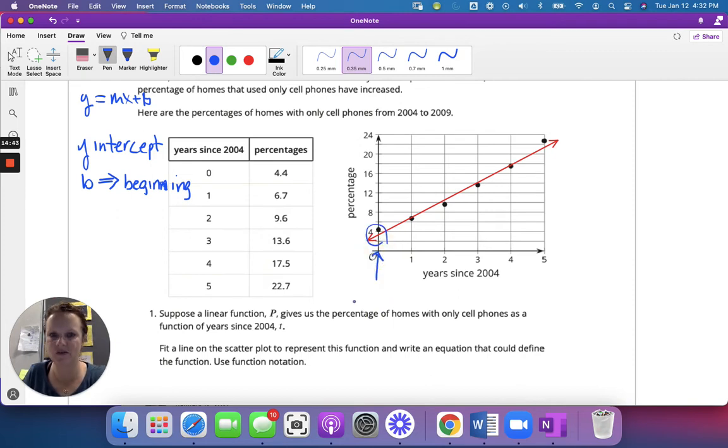Let me erase that circle, though. Okay. Let's see. 4, 6, 7, 8. So those go by 2s. So this right here would be 2. That'd be, I don't know, 4.1? Nope, 3.8. It's just a guess.